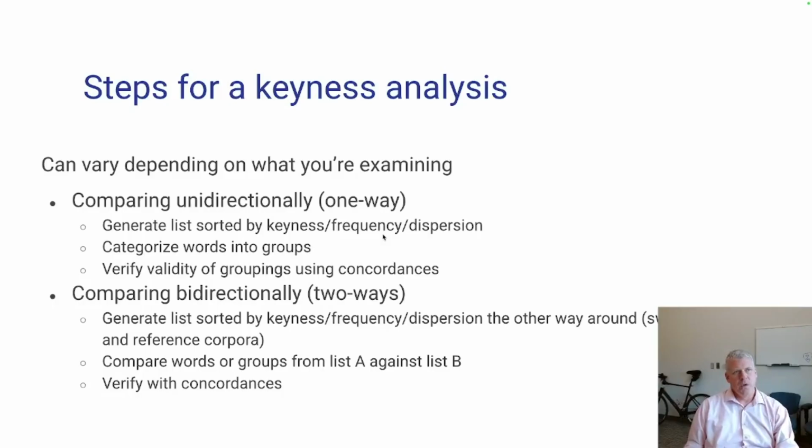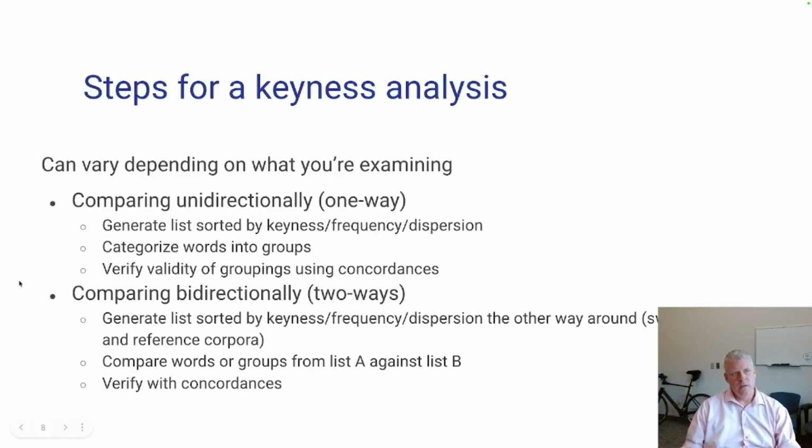Here are some steps for keyness analysis, and this can vary depending on what you're examining. One way is just unidirectionally. Create a list sorted by keyness or frequency or dispersion. You categorize words into groups, and you verify the validity of those groupings using concordance lines. Meaning you pull up the concordance tool, look for those particular keywords, and see, with the full context, if they seem to be talking about what you thought they were talking about.